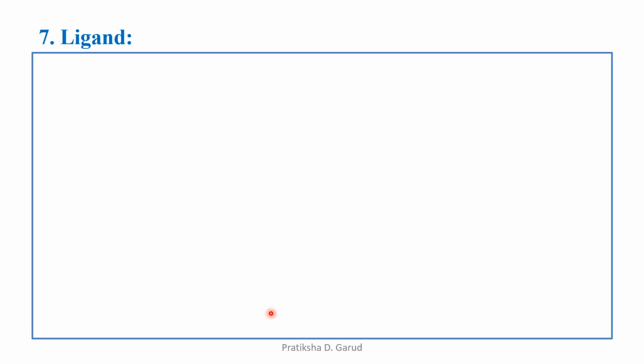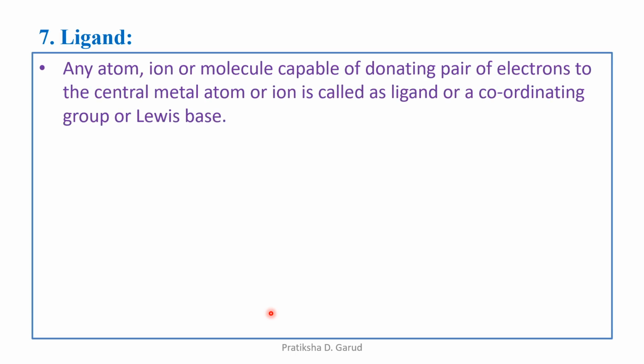So the next term that we have to study is the ligand. Ligands are the coordinating groups. The groups which are attached to the central metal atom while forming the coordination compounds are known as the ligands. So let's see the definition.